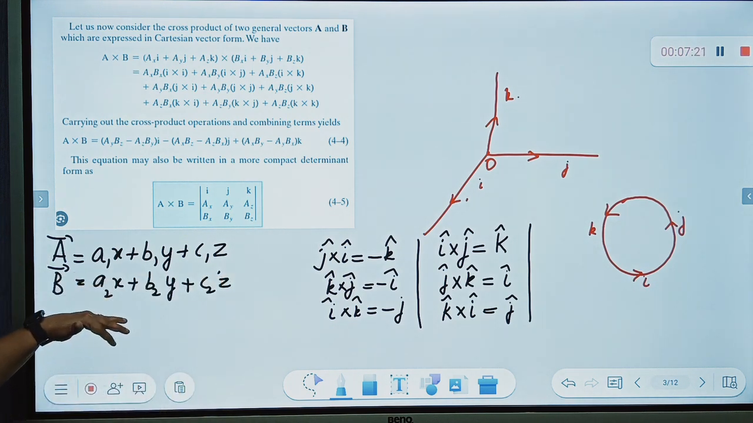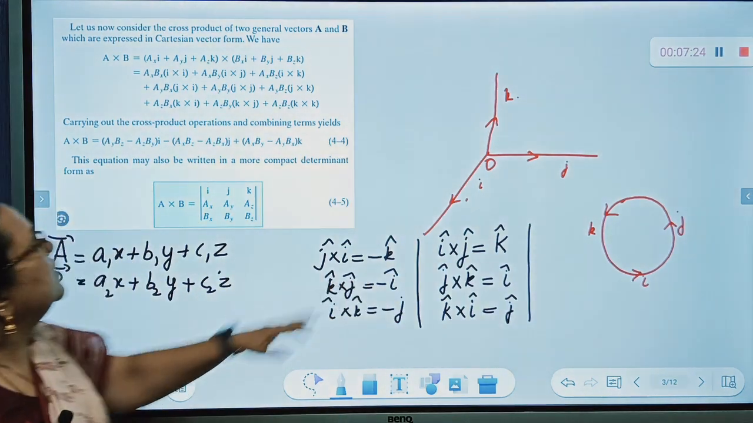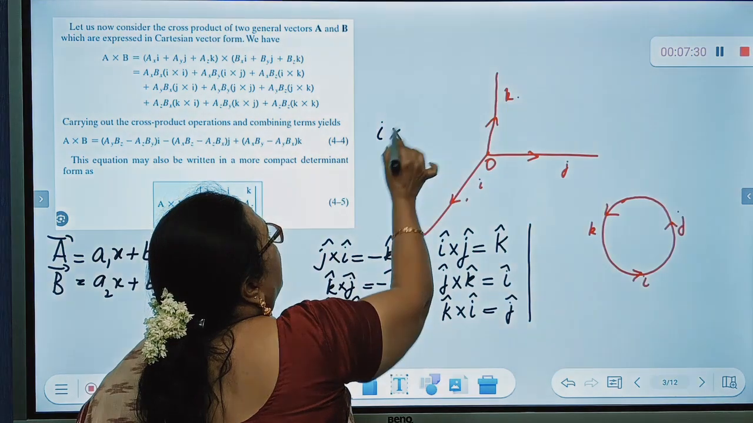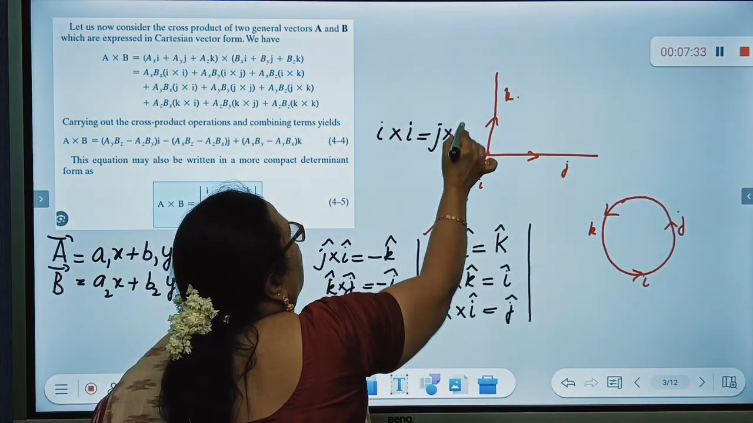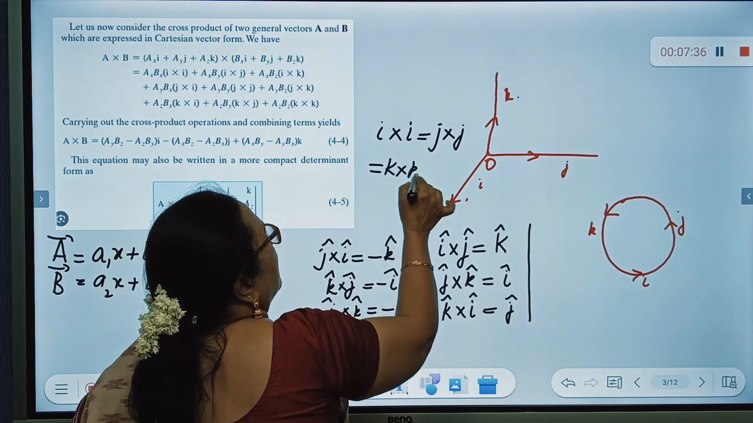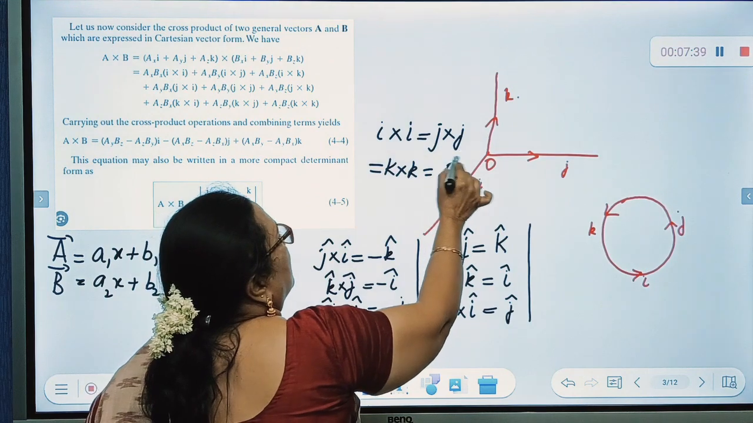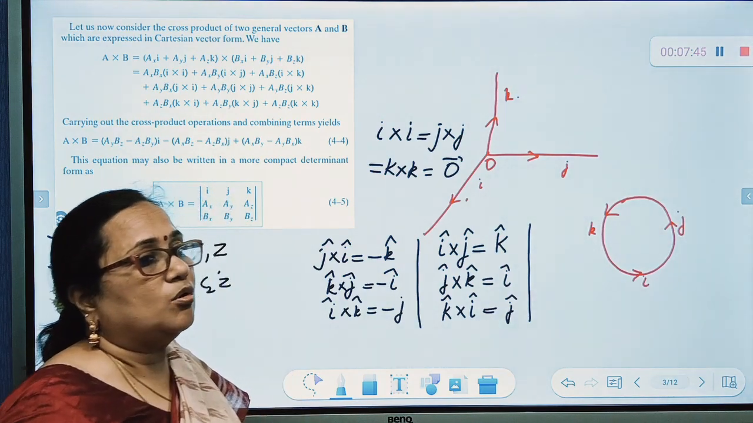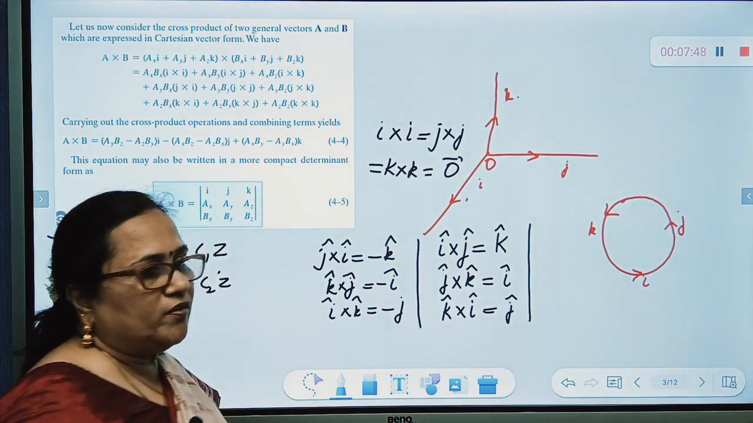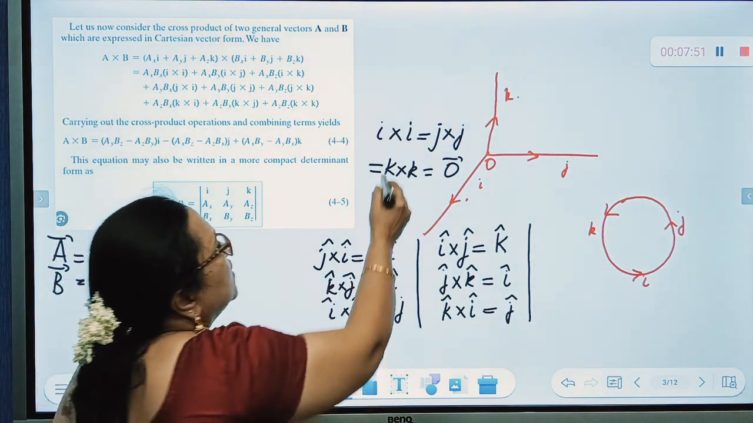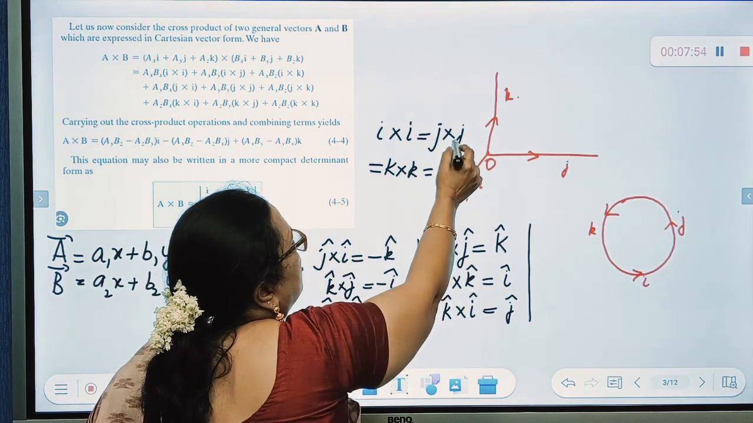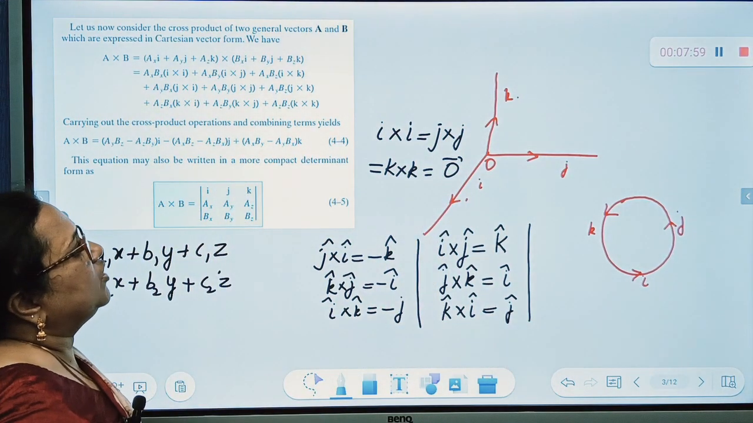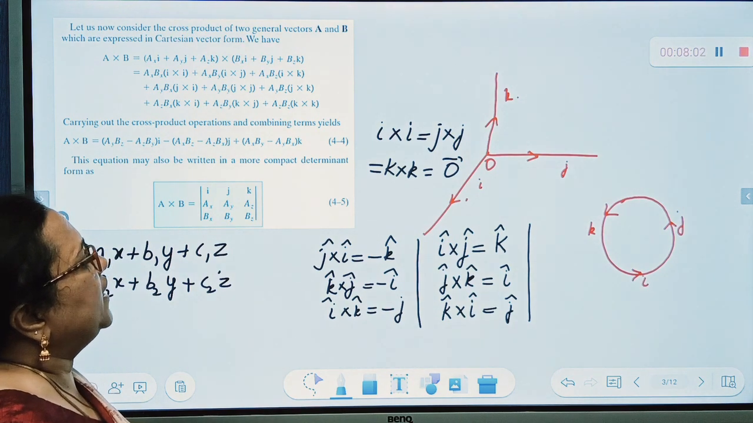So if I write like this and use these facts, you can see, for example, what will happen to i cross i equal to j cross j equal to k cross k. It will be 0. Why? Because i cross i is 1 into sine 0, followed by the unit vector perpendicular to the direction. So sine 0 is 0. So j cross j also involves sine 0, k cross k also involves sine 0. So i cross i equal to j cross j equal to k cross k equal to 0 vector.